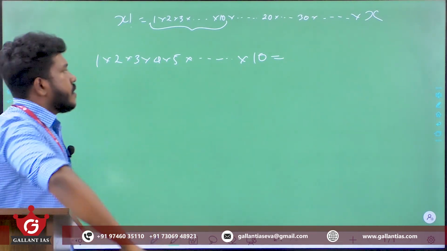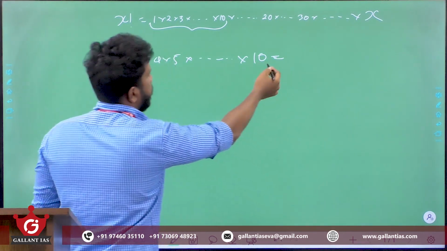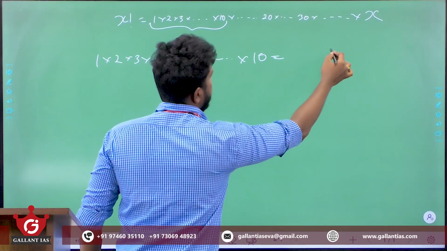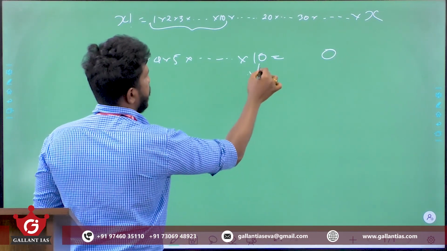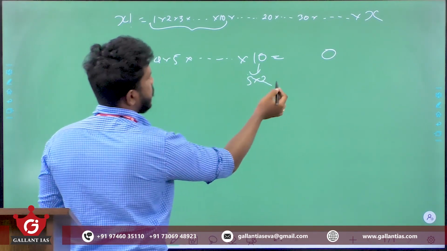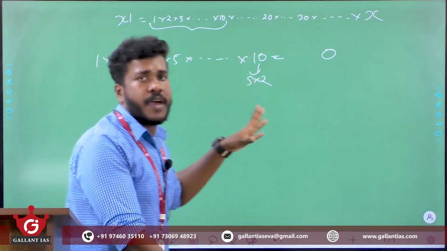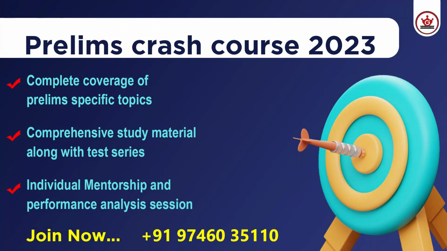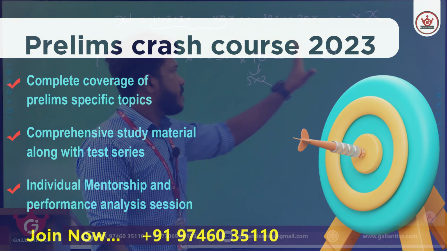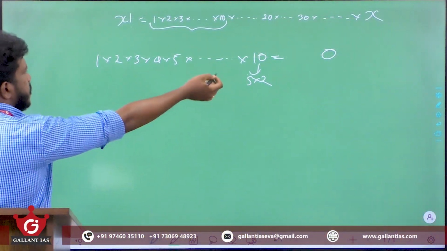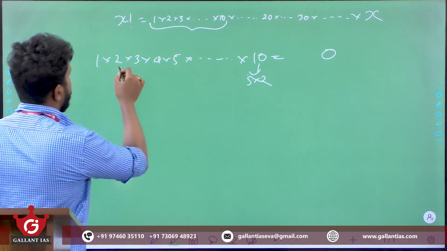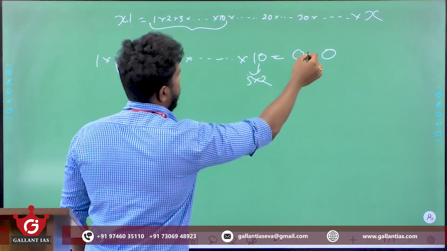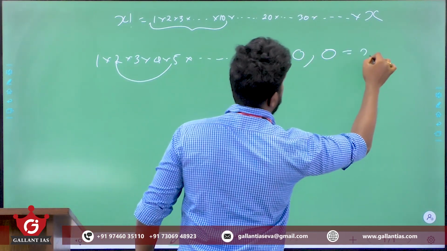Here there is a 0 already, since 10 is there. You can write that 0, or you can split it as 5 into 2. I said that if you get a pair of 2 and 5, then you can calculate it as a 0. So 10, you already know, is 5 into 2, so I am writing a 0 there. Now, is there any more pair of 5 and 2? Of course, look here, 2 and 5. So again, one more 0 is there. So 2 zeros.